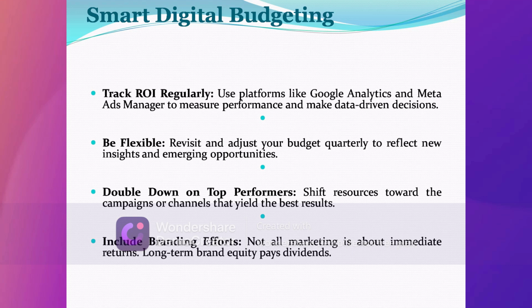Double down on top performers. Sometimes you see that some of your channels are really super performers, so you need to shift your resources toward those channels which are really bringing results for you. Maybe for some marketers, Facebook would be the most profitable channel or the most result showing channel, whereas for some it might be the conventional website.